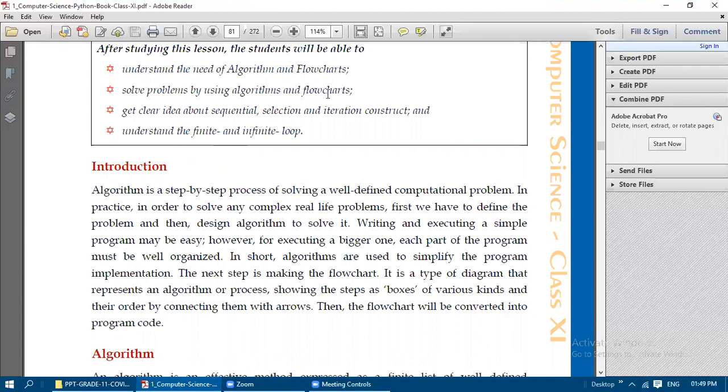Real-time problems or any mathematical problems, how they can be solved using an algorithm and flowchart, you will understand here. And then you will get a clear idea about sequential statements, selection statements, and iteration statements. Finally, you'll understand the finite and infinite looping statements. Iteration or looping statements are categorized into finite loops and infinite loops. That also we will see with examples.